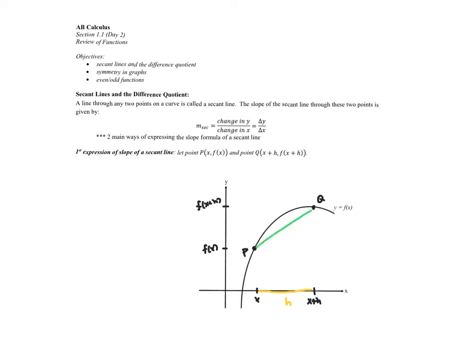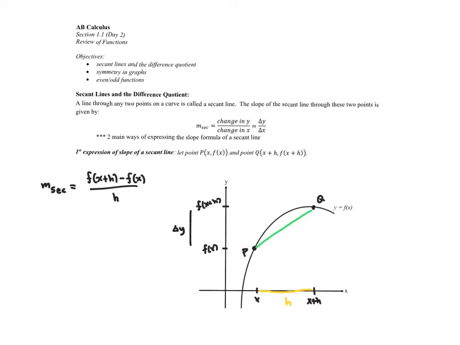So the slope of the secant line naturally would be the change in y over the change in x. The change in y is that length there between f of x plus h and f of x. So we would take y2, which is f of x plus h, minus y1, which is f of x, over x plus h minus x, which ends up being h. So the first form, or expression, for the slope of a secant line is the following.